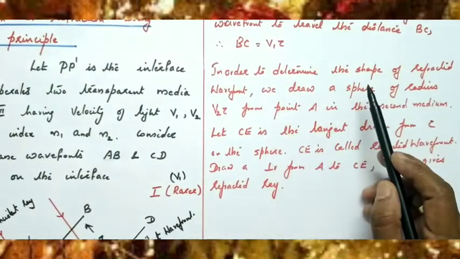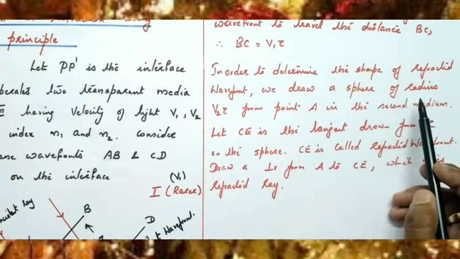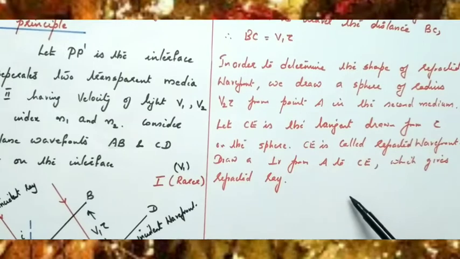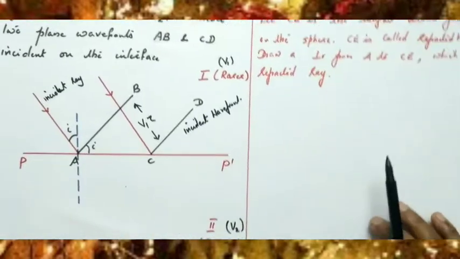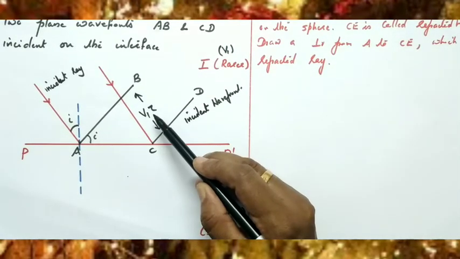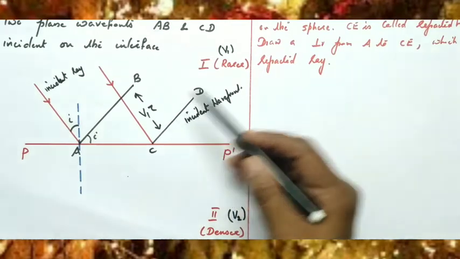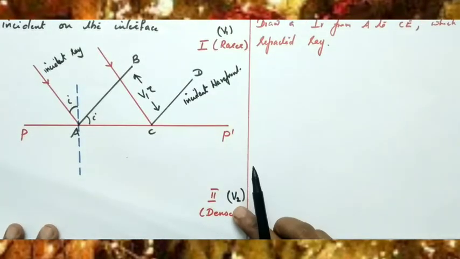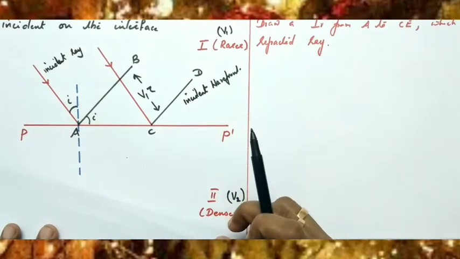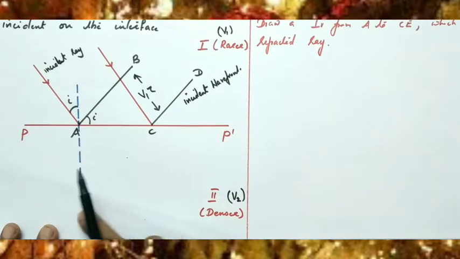In order to determine the shape of the refracted wavefront, we consider a sphere of radius V2 tau from the point A in the second medium. Here, let the distance between two incident wavefronts be V1 tau. So, what is the distance between two refracted wavefronts? That will be V2 tau, because the velocity in the second medium is V2. So, taking V2 tau as a radius, we can draw a sphere from the point A in the second medium, which is the denser medium.